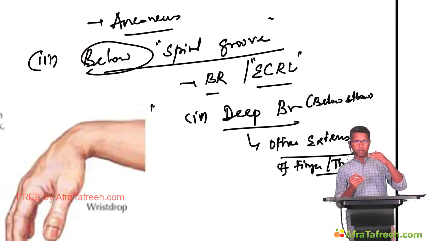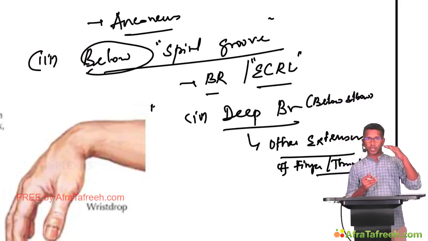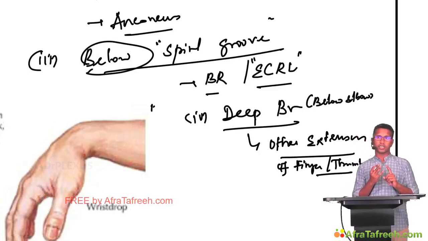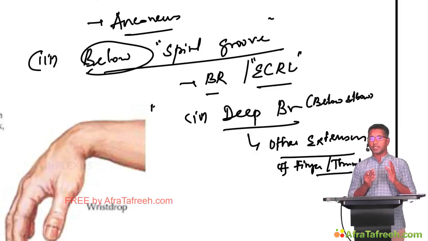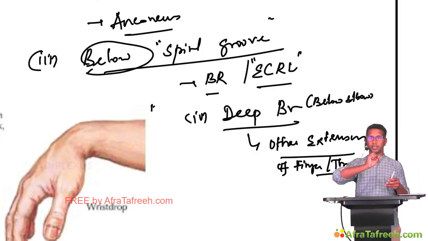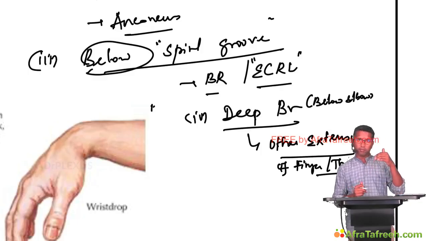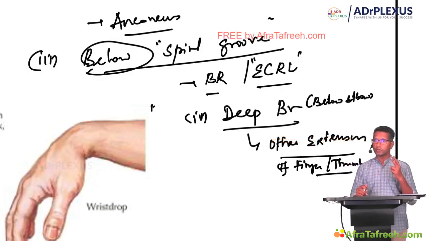So the lesion is below the level of the spiral groove, above the level of the elbow. Whenever a nerve runs below the level of the spiral groove, it mainly supplies two muscles. One is brachioradialis, another one is extensor carpi radialis longus, which is the main wrist extensor. When the nerve reaches the cubital fossa in the elbow region, it divides into two branches.